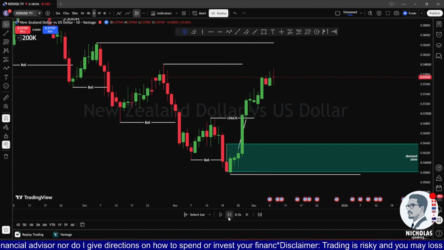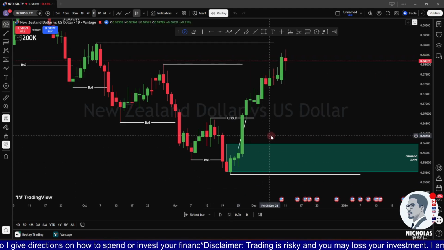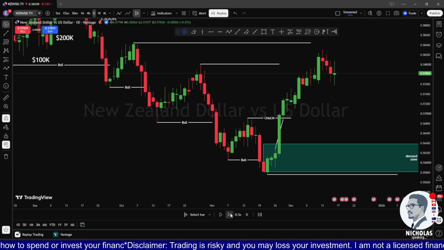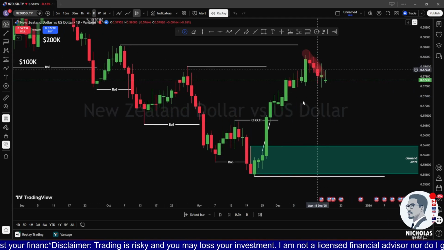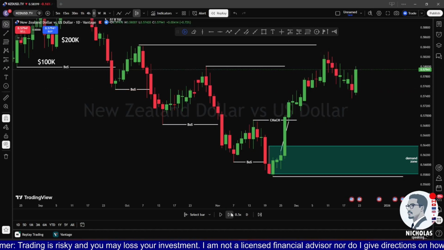Does this bearish candle lead to an imbalance? No, it doesn't lead to an imbalance. Okay, we're watching. Now we're having more bearish candles. Don't forget, we're watching. We have another bearish candle again.